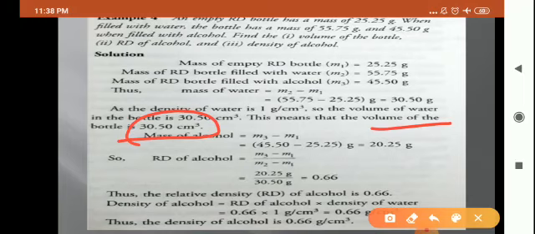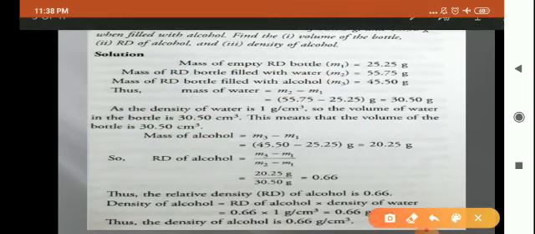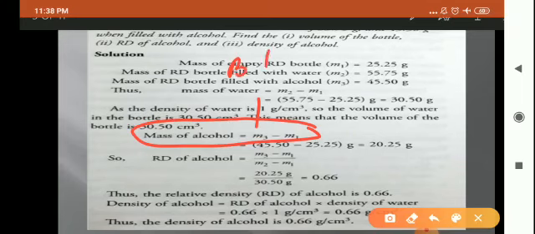Now children, as you have found the mass of the water, that was M2 minus M1, which you have already learned from the previous activity, same way you can find the mass of the alcohol, that is M3 minus M1. What is M3? M3 is the combined mass of the bottle plus alcohol or any liquid, minus the mass of the empty bottle. So the bottle cancels and you will get the mass of the alcohol.